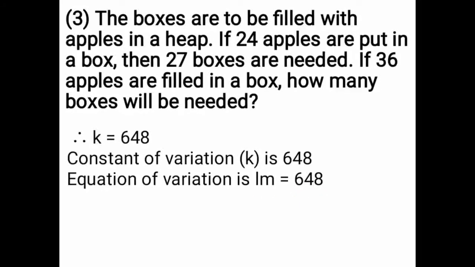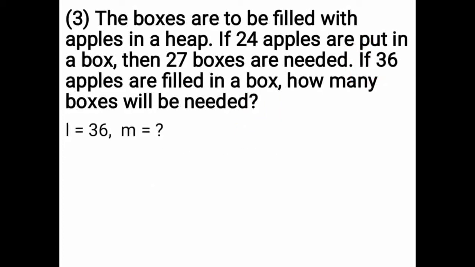Now you have to read the third sentence of this question. If 36 apples are filled in a box, how many boxes will be needed? Whichever letter I have taken for the number of apples, you have to take the same, and for the number of boxes needed, whichever letter I have taken, you have to take the same. L is equal to 36, M is equal to question mark. Why is M equal to question mark? Because you have to find the number of boxes needed. When you read the third sentence, you will understand.